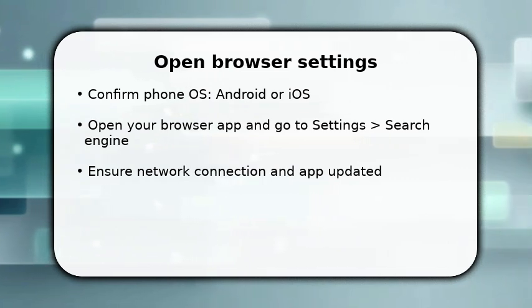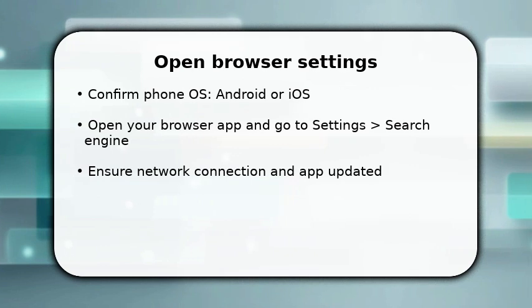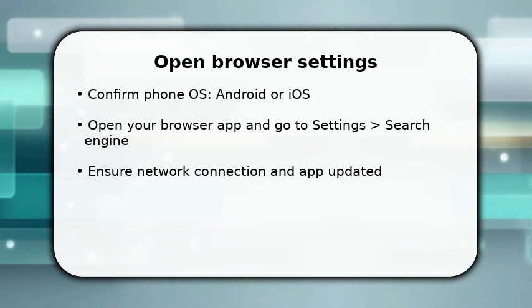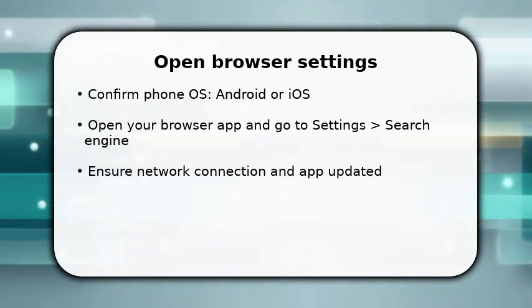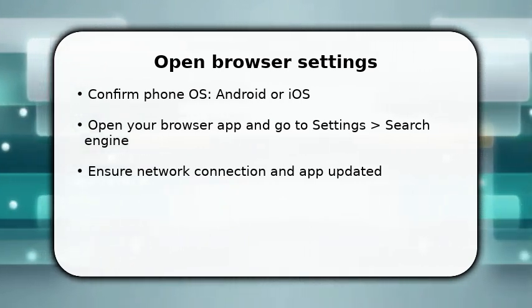If you use system-level defaults, open the phone settings app and search default apps or search engine. Do this now so you can see the list of available engines and any option to add a custom provider.